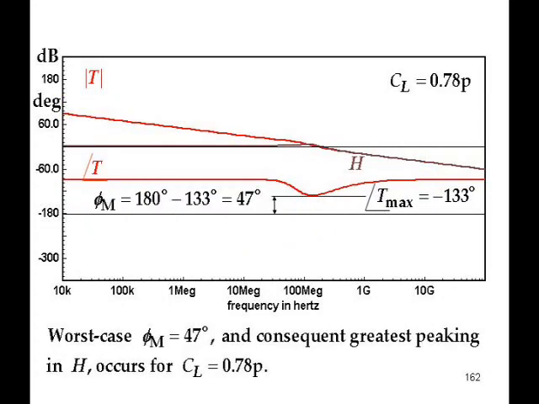There it is. It's the original condition with 1,000, but now I can choose a CL, which turns out to be 0.78 pF, which makes the crossover frequency occur at the frequency of maximum phase lag. Now, any different value of CL is going to move it away from that worst case and make the phase margin better. So I've set the worst case phase margin regardless of the value of load capacitance. And that's the design objective.